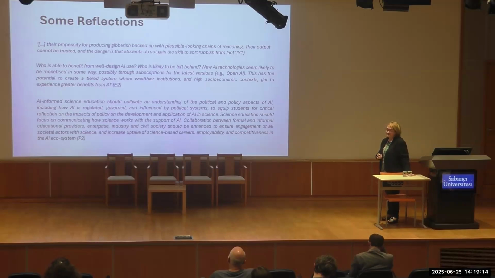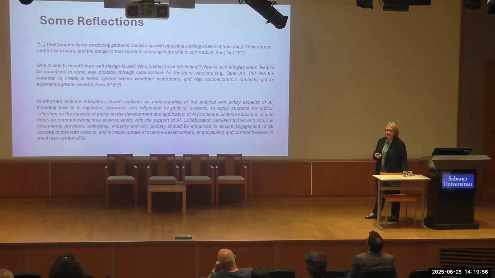So the scientists, I'll read this aloud because otherwise the theme is embedded in the actual code itself. "Their propensity for producing gibberish backed up with plausible looking chains of reasoning. Their output cannot be trusted, and the danger is that the students do not gain the skill to sort rubbish from fact." So this was a very prevalent theme in the scientists' narrative. They're really concerned about hallucinations in AI tools, like what are correct, accurate information and what is not.